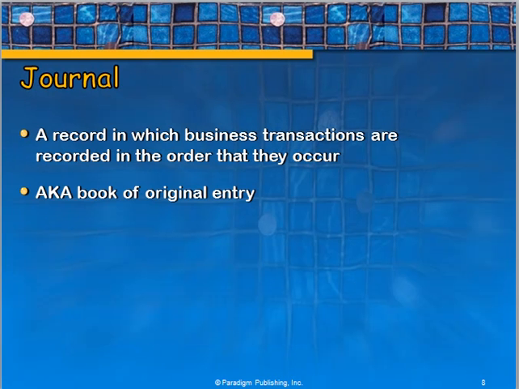In this unit, we're also going to learn about the journal. So the simplest form of a journal is a 2-column journal, and it's referred to as the general journal. And a journal, as you see on the screen, is a record in which business transactions are recorded in the order that they occur. That means chronologically by date, earliest to latest. It's also referred to as the book of original entry.